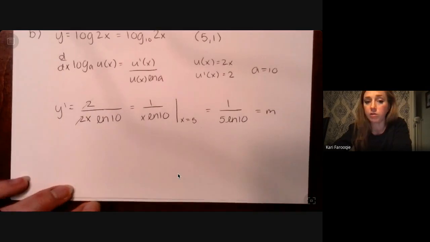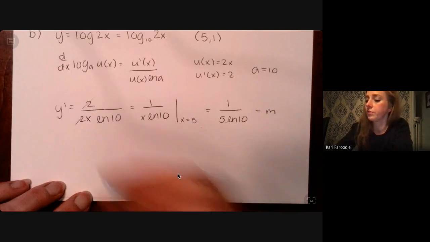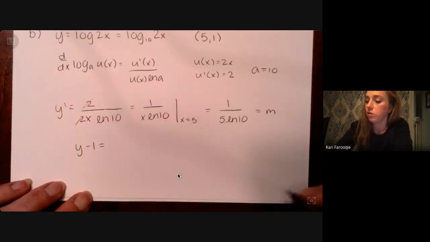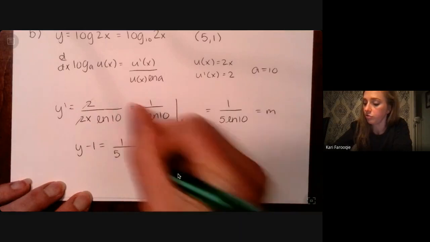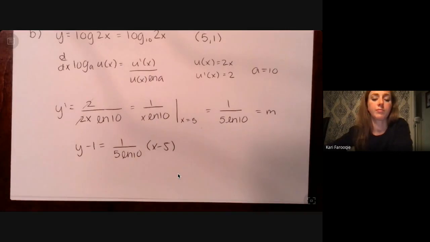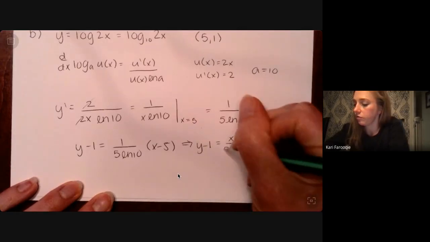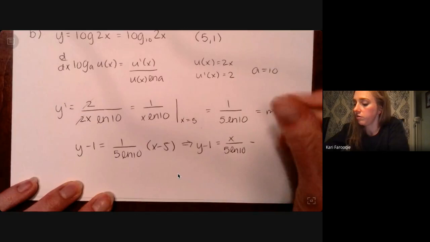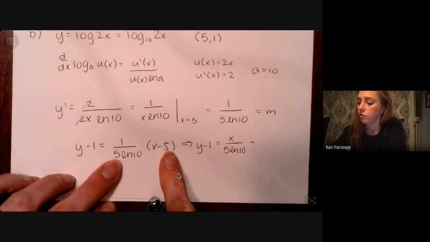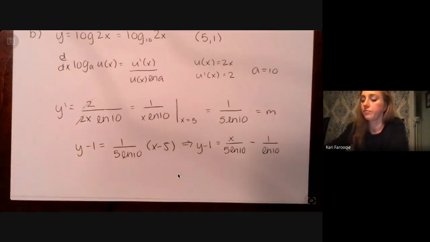So now we can go ahead and use the slope with our point 5, 1 to find the equation for the tangent line. So we have y minus y sub 1 equals m, which is the slope we just found, times x minus x sub 1. And then we'll simplify this as far as we can. So we'll have x over 5 ln 10 minus, and now when we take 5 times 1 over 5 ln 10, you can cancel the 5's, and that leaves you with just 1 over ln 10.